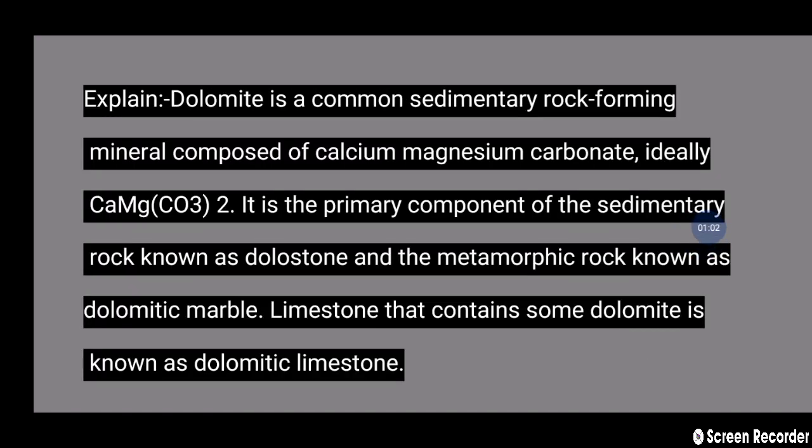Question 101, explanation: Dolomite is a common sedimentary rock, composed of the mineral dolomite, containing calcium, magnesium and carbonate, ideally CaMg(CO3)2. It is the primary component of the sedimentary rock known as dolostone, and of the metamorphic rock known as dolomitic marble. Limestone that contains some dolomite is known as dolomitic limestone. Next question.